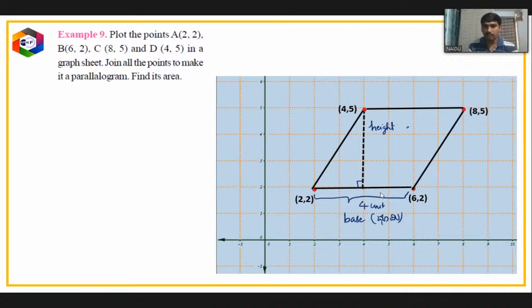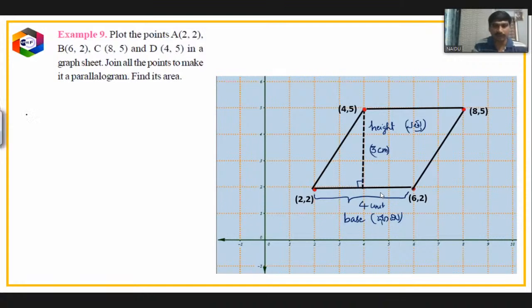So if we observe the height of this parallelogram, you can see this is 1 centimeter, 2, and 3. Each one is a 1 centimeter grid. So the total height is 3 centimeters. Now the base is 4 centimeters and the height is 3 centimeters. And it is asked to calculate the area.